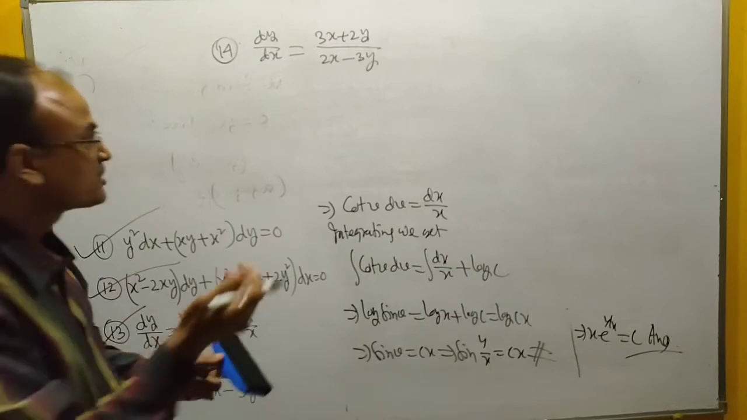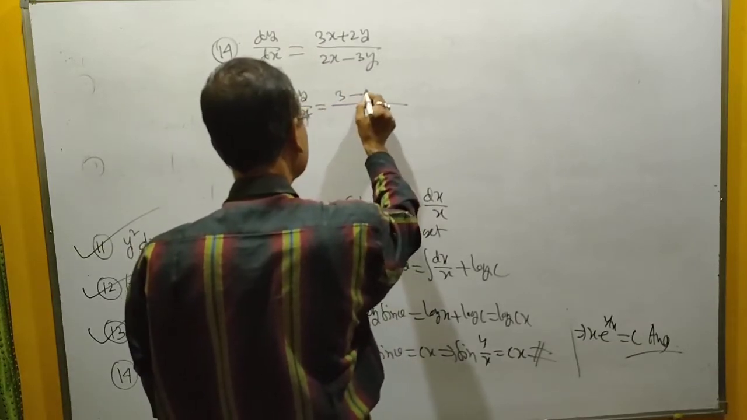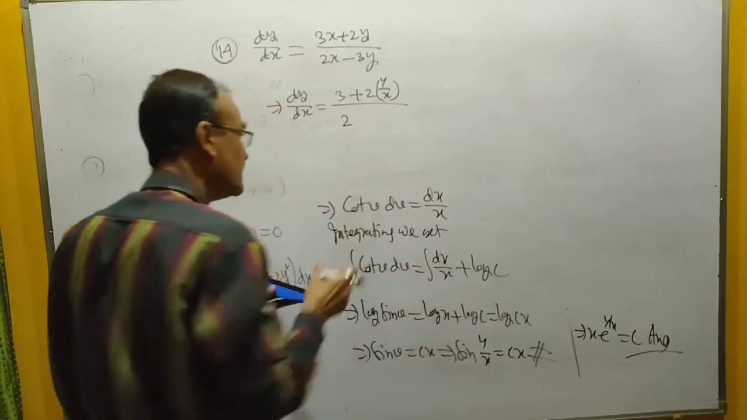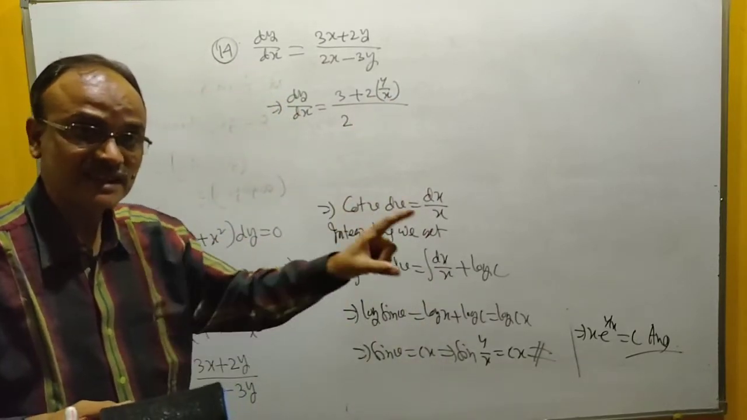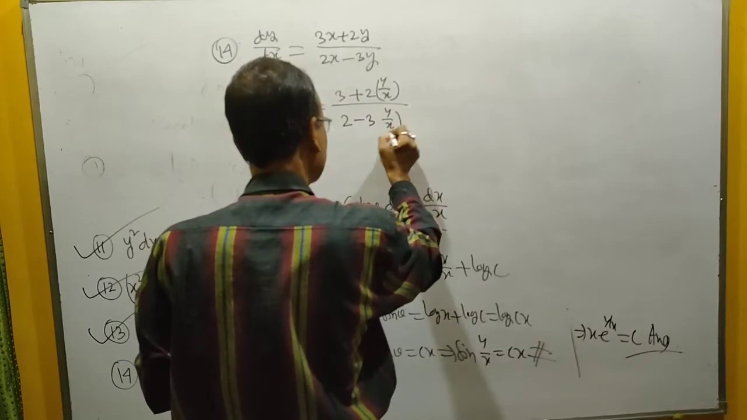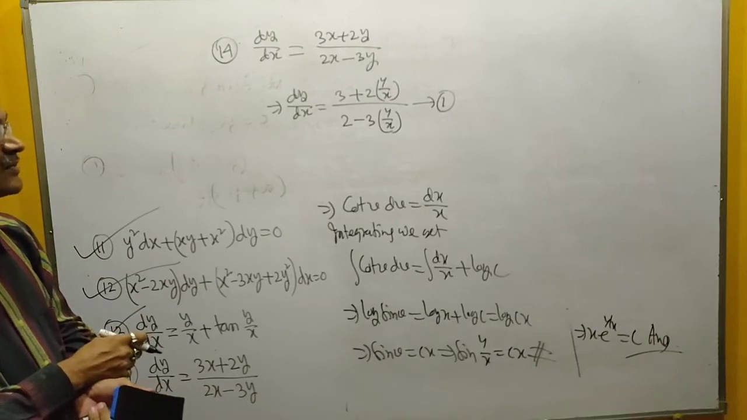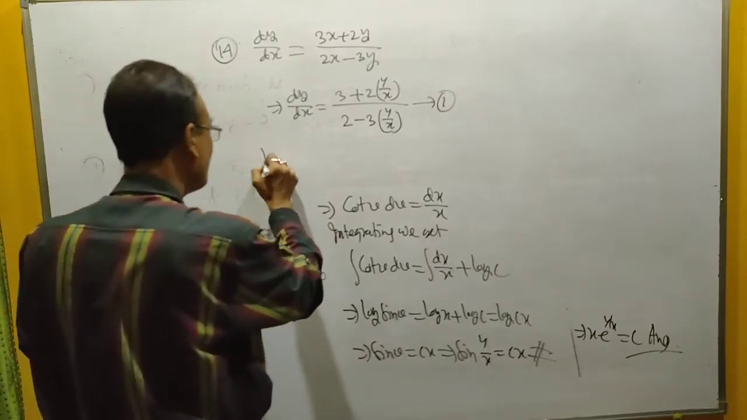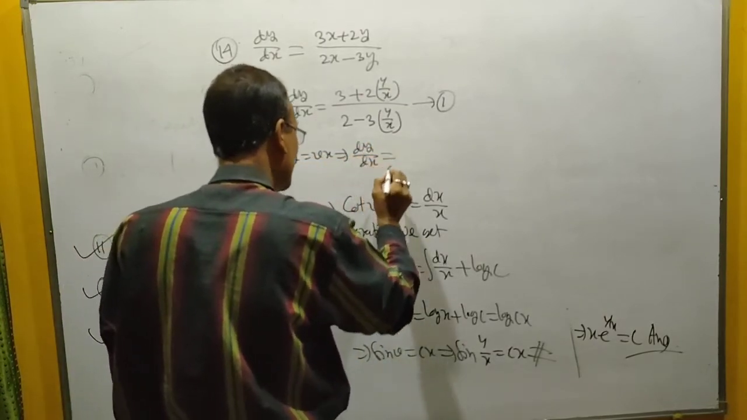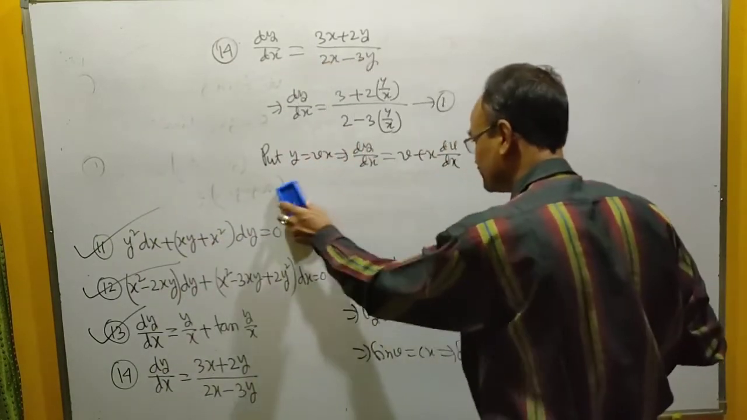It is a homogeneous differential equation. Since it is a homogeneous differential equation, it can be expressed as a function of y by x: dy by dx equal to (3 plus 2 times y by x) divided by (2 minus 3 times y by x). Call this equation one. Put y equal to vx. So dy by dx equals v plus x dv by dx.